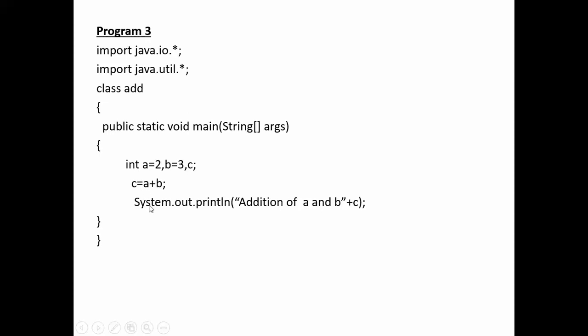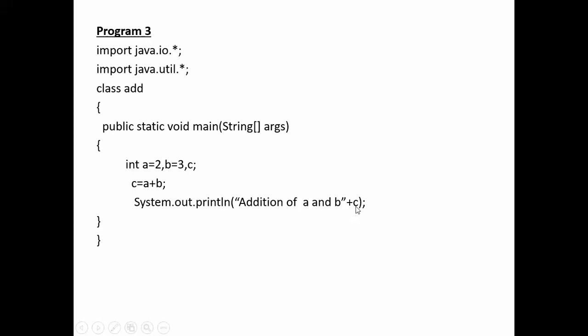What is the statement we are going to use to print the output in Java programming? System.out.println. Be careful: "addition of A and B" is in double quotation marks. It indicates that the content is displayed on the screen. Whatever I mention in double quotes is directly printed on the screen. So in my output, "addition of A and B" is printed.